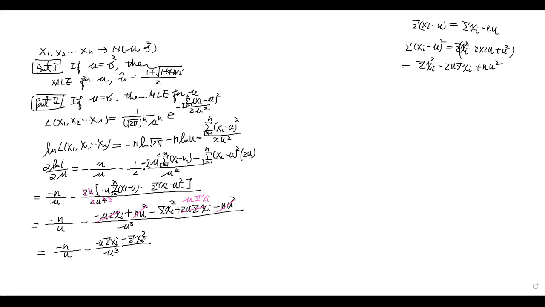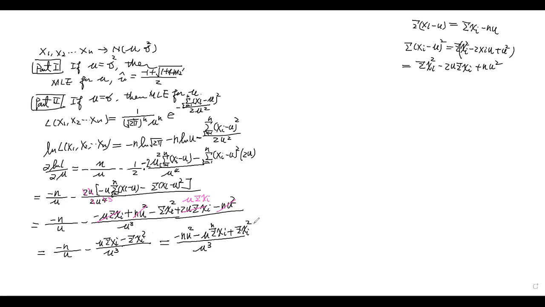Okay, and then the next thing here is just to combine to find the common denominator. The common denominator here is mu cubed. So the first term will have a negative n mu squared. Then this will be minus mu summation of xi, i from 1 to n, then minus minus is a plus, so it's a plus summation of xi squared.